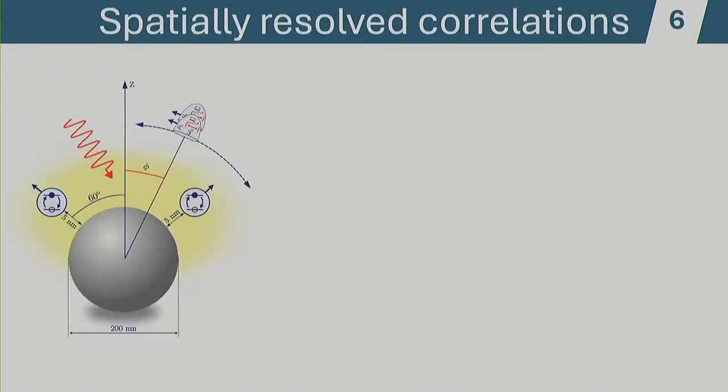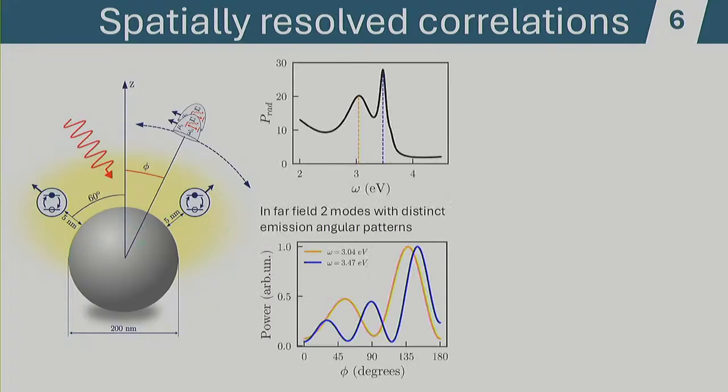So we consider this setup. It is a silver nanoparticle, and we are going to see how the field in the presence of this nanoparticle interacts with quantum emitters. Let me first characterize the modes of this nanoparticle. We see in the far field, in frequency space, that we have clearly two peaks, and these two peaks correspond to two different modes.